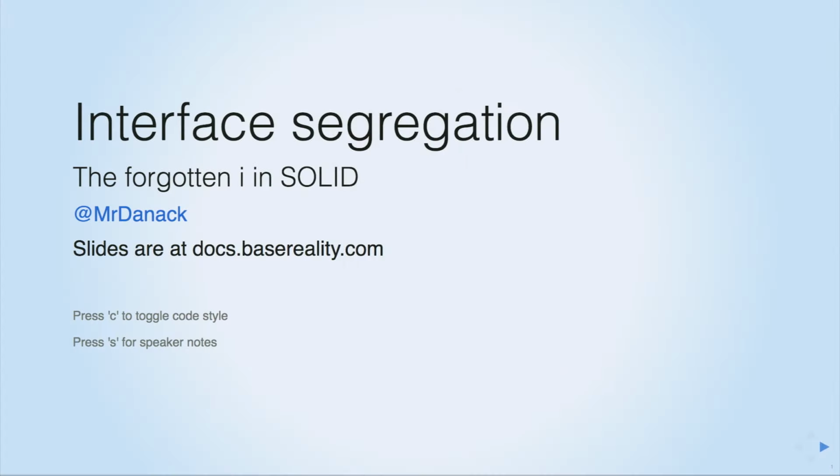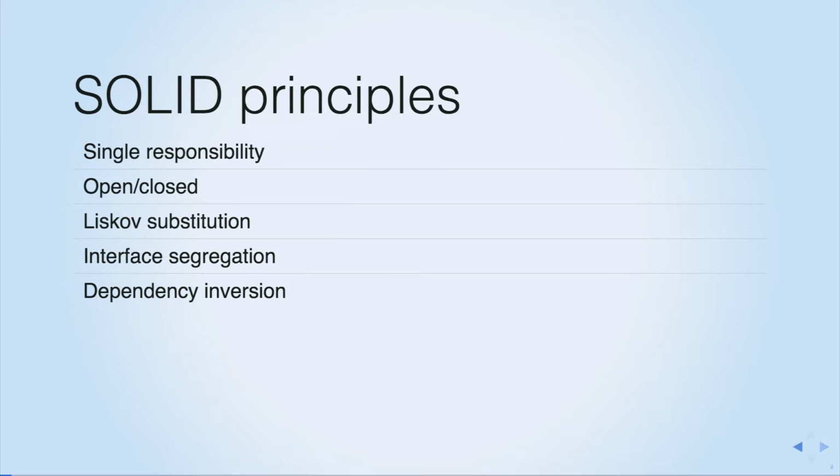Welcome to Interface Segregation, the forgotten I in S.O.L.I.D. The S.O.L.I.D principles are 5 suggestions or recommendations of how to write clean code. Single responsibility, open closed, Liskov substitution, interface segregation, and dependency inversion.